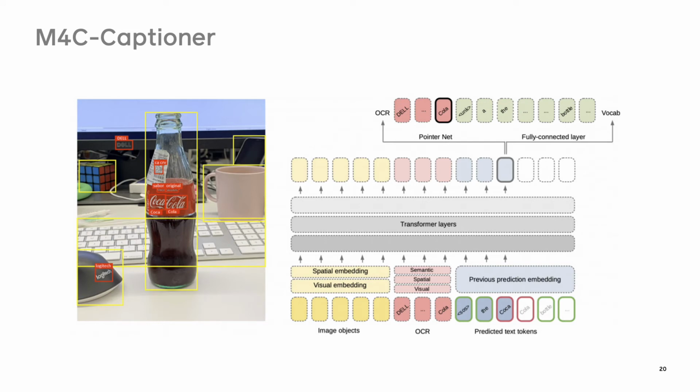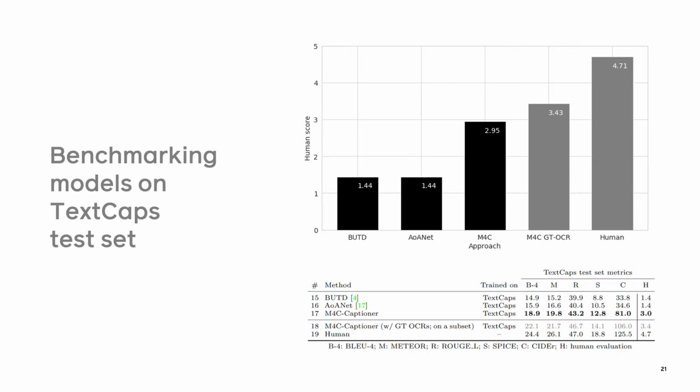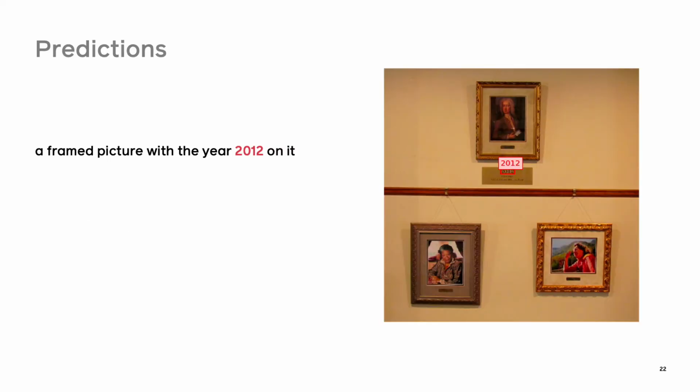First, we adapted the M4C model for TextVQA to do captioning instead of answer prediction. The M4C model could already do multi-word answer prediction, so we adapted it to just generate captions. Benchmarking with state-of-the-art models such as BUTD and AoANet shows that their CIDEr score is very low compared to what the human CIDEr score is on TextCaps. Whereas M4C-Captioner does improve a lot on these baselines, there is still a large gap to cover. Let's take a look at some of the predictions from the M4C-Captioner model.